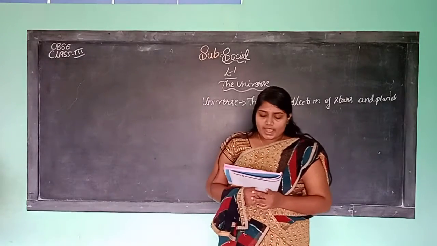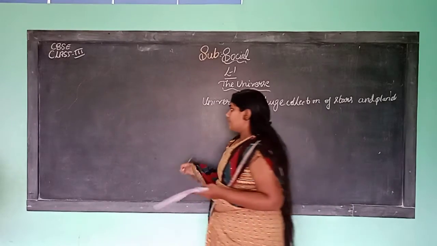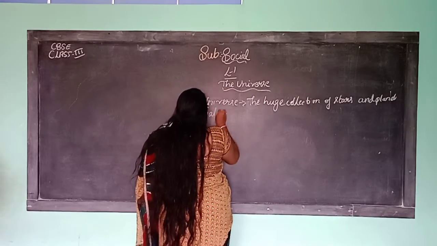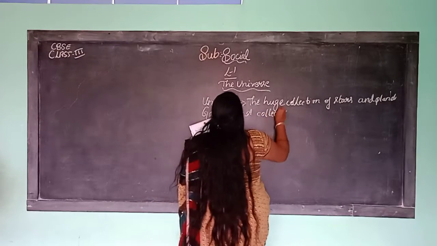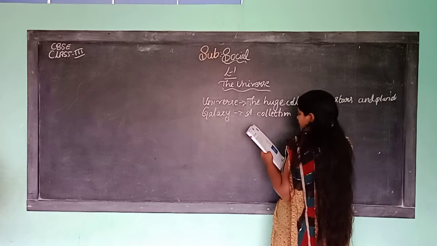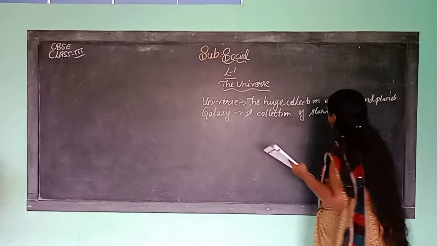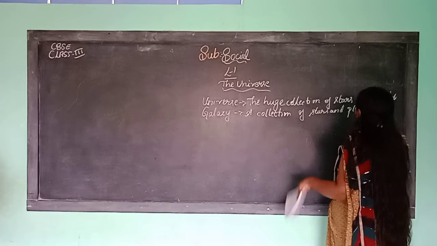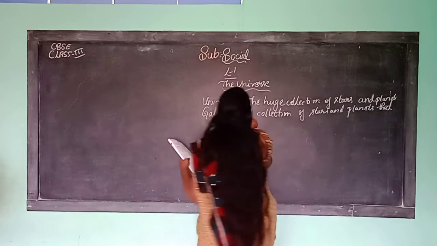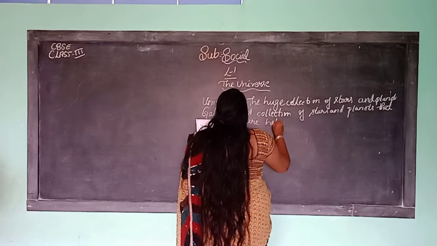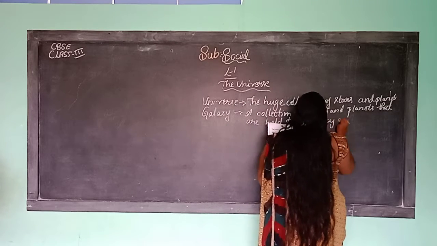So, a collection of stars and planets that are held together by gravity is called galaxy. In last class, we studied about galaxy also. What is galaxy, children? A collection of stars and planets that are held together by gravity.